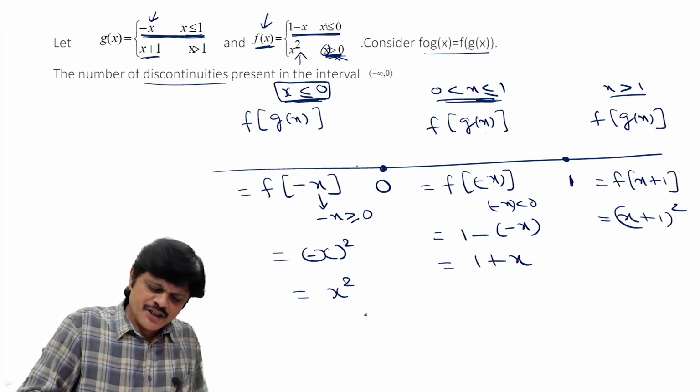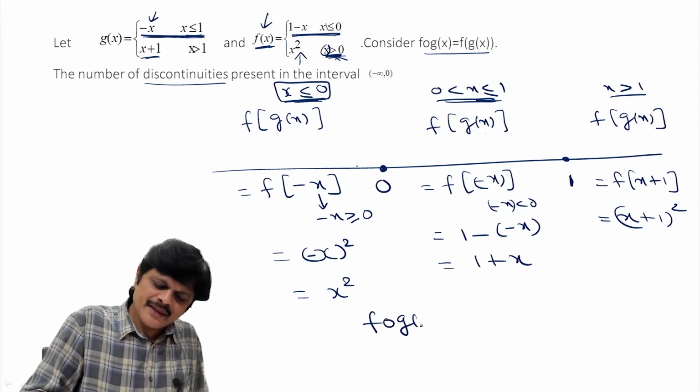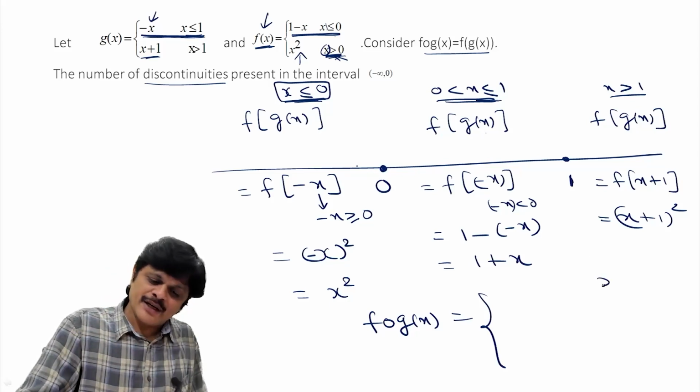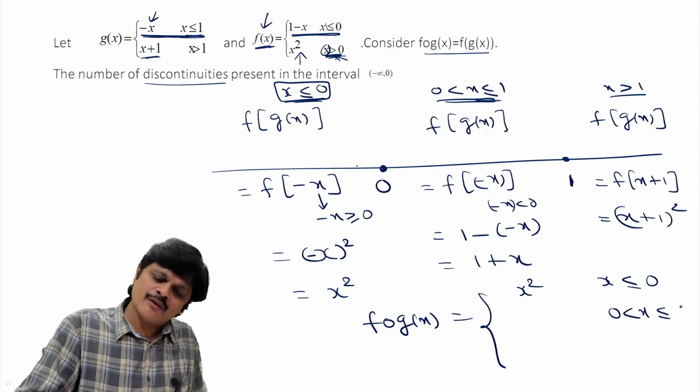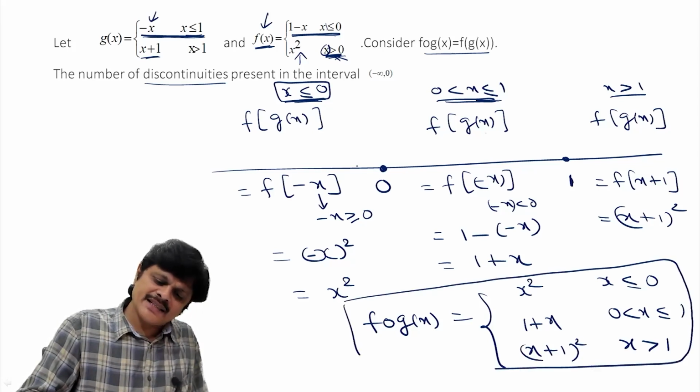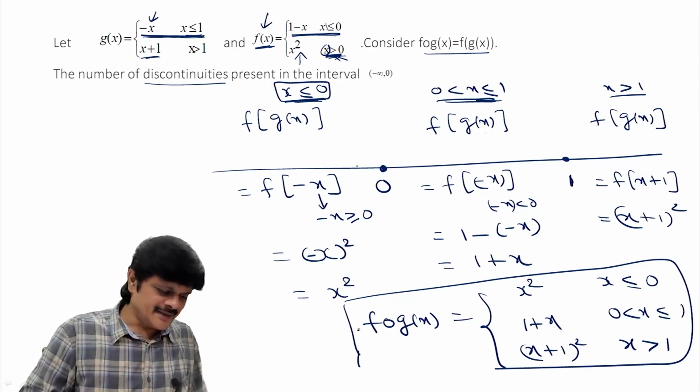So the definition of f circle g of x is not in a single interval, it is in 3 intervals. One is for x less than or equal to 0, it is x square. The other one is for 0 less than x less than or equal to 1, it is 1 plus x. And for x greater than 1, it is x plus 1 whole square. So the continuity needs to be discussed in these 3 intervals. Let me take the next slide.